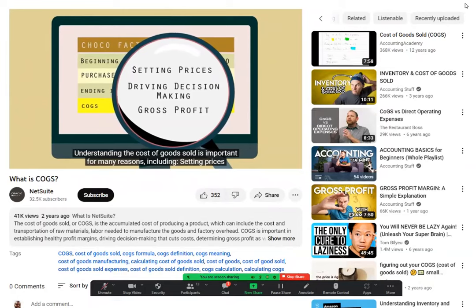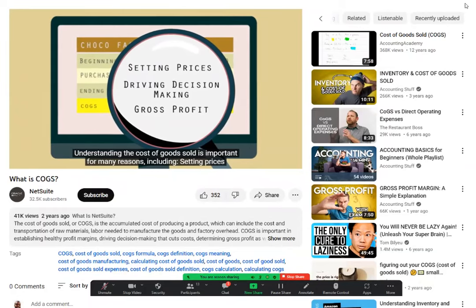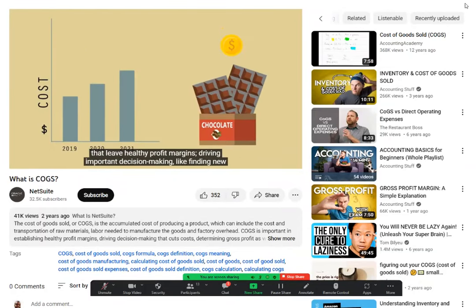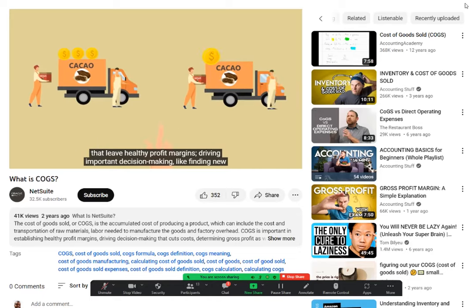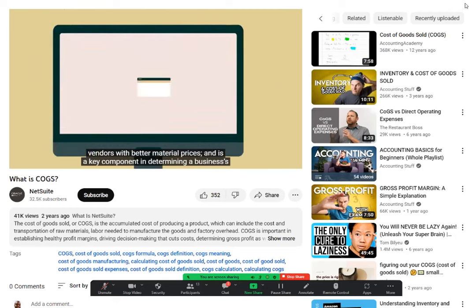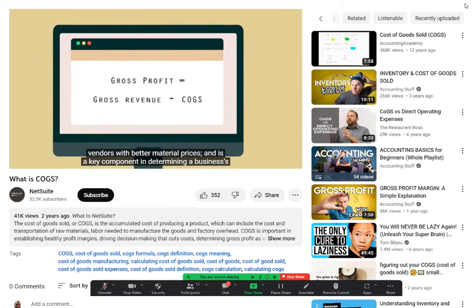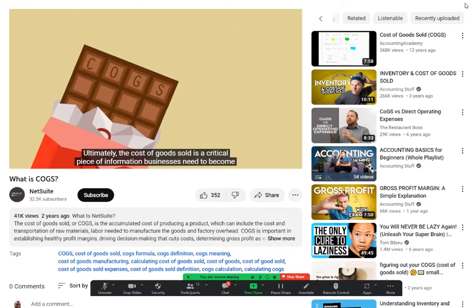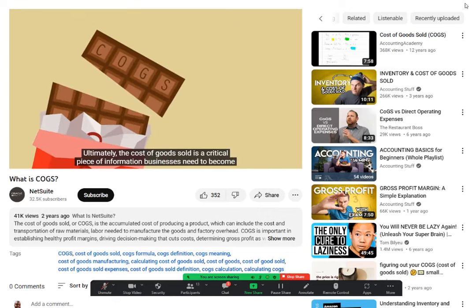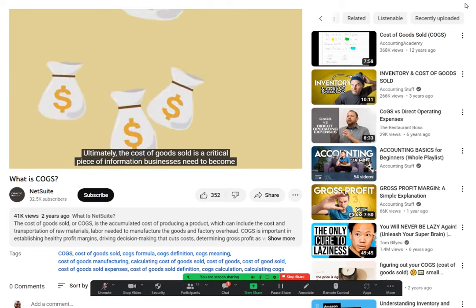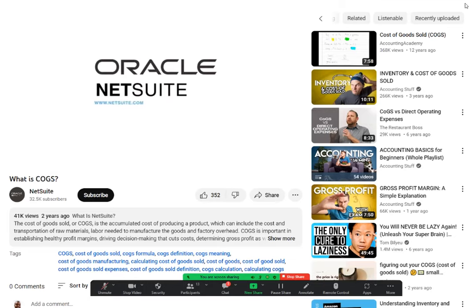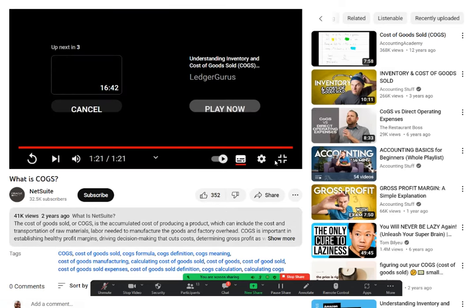Understanding the cost of goods sold is important for many reasons, including setting prices that leave healthy profit margins, driving important decision-making like finding new vendors with better material prices, and is a key component in determining a business's gross profit and net income. Ultimately, the cost of goods sold is a critical piece of information businesses need to become more profitable. That's it. Thank you.